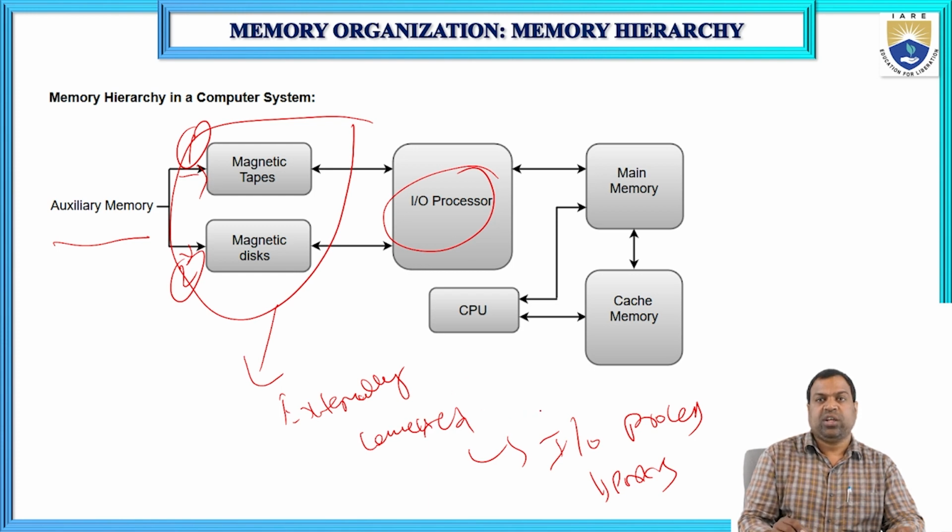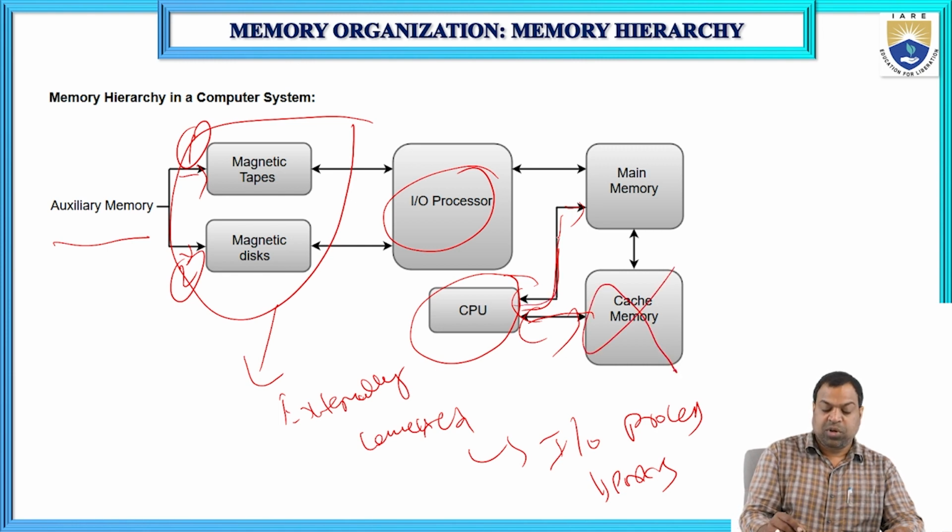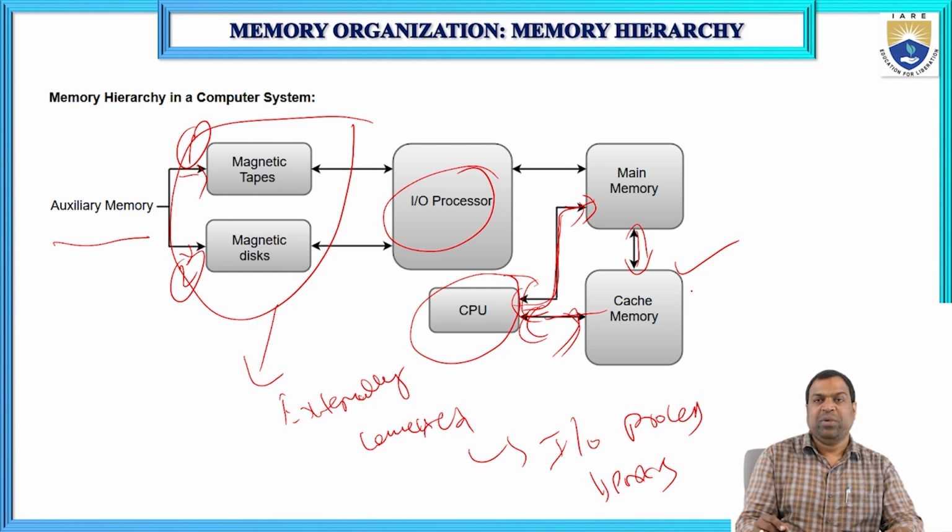So magnetic tape and magnetic disk are externally connected through the input output ports, and main memory and cache memory are directly connected to the CPU. You can see here main memory is directly connected to the CPU, and cache memory is also connected to the CPU. If I don't want cache memory, the CPU transfers directly between the CPU and main memory. If I need cache memory, then data goes from main memory to cache memory to CPU. So cache memory is in between the main memory and the CPU. It is a mediator. It is not mandatory.